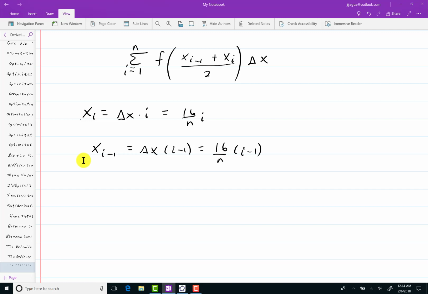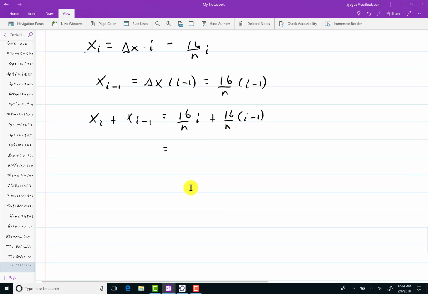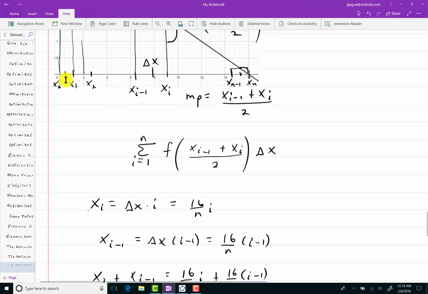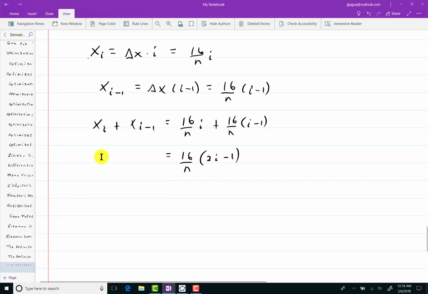Now let's add them together. x sub i plus x sub i minus 1, or they can be reversed, I really don't care. I'll have 16 over n times i plus 16 over n times i minus 1. And if I factor out a 16 over n, I'll have 16 over n times 2i minus 1. So it looks like odd multiples of 16 over n, is that not true? And then if I want to get what's in between, then I will divide by 2.